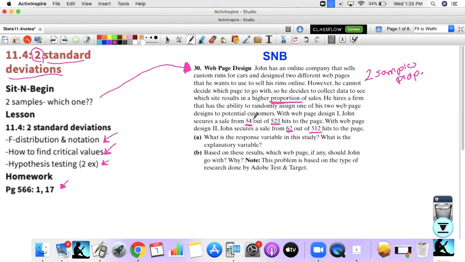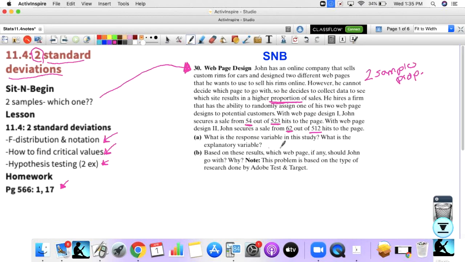The web page design, okay, is going to be the explanatory variable. That's the reason behind those sales occurring, okay? So the web page design comes first. The response variable, or whether or not they buy something, comes second, okay?